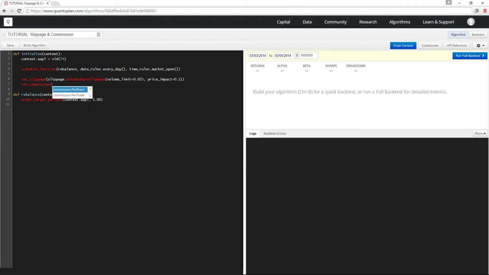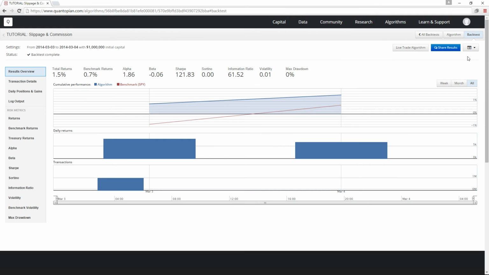Next, I'm going to use a commission model using set_commission. And I'm going to use a per share model. So I'm going to pass commission.PerShare. And I'm going to fill in a cost of 0.75 cents and a minimum trade cost of $1. This means when I make a trade, I'll be charged 0.75 cents per share with a minimum overall cost of $1 for that trade. And now I'm going to run a full backtest.